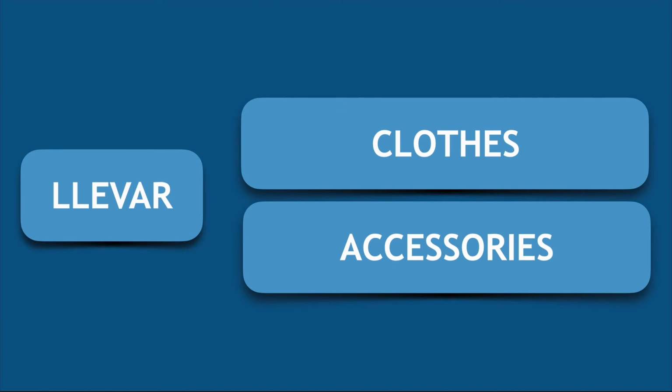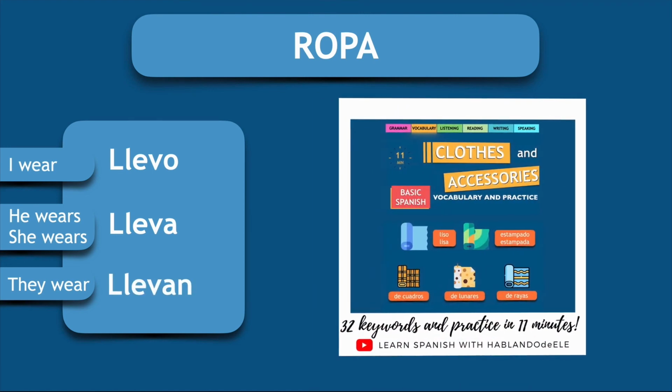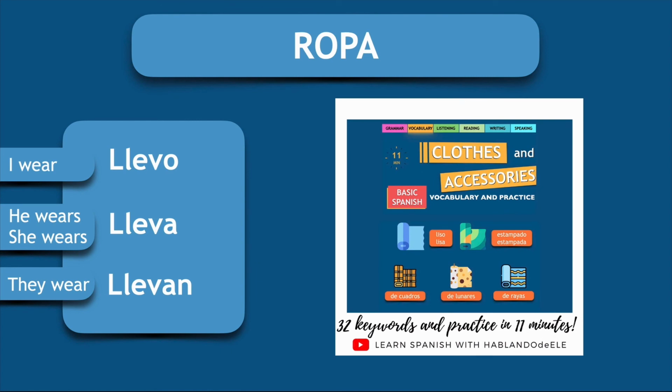Finally, we have the verb llevar, to wear, that we can use to talk about clothes and accessories. I wear, llevo. Él lleva, ella lleva, usted lleva. Ellos, ellas, ustedes llevan. Followed by clothes and or accessories. In case that you haven't seen this video, I will leave a link at the end of this one so you can revise that vocabulary if needed.